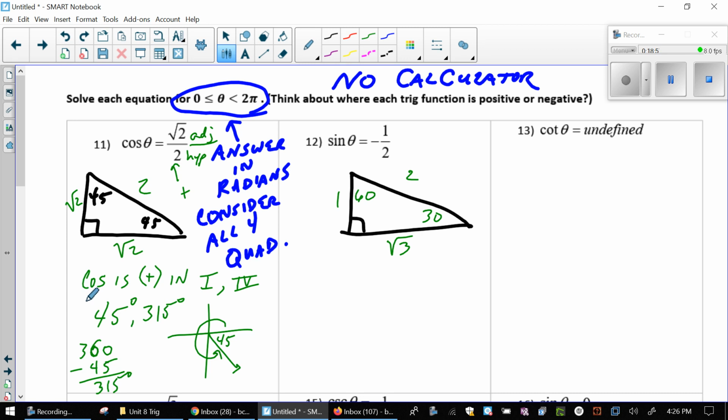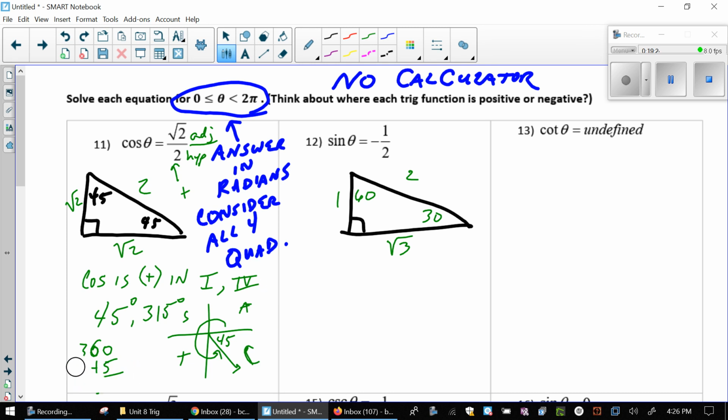Now, what's the problem here? Hopefully you guys are looking back. Look at the directions. What do I need to do still? I'm not quite done. I got 2 angles. They're both between 0 and 2 pi. They're both in positive cosine quadrants. Okay. The problem is that they are not in radians.